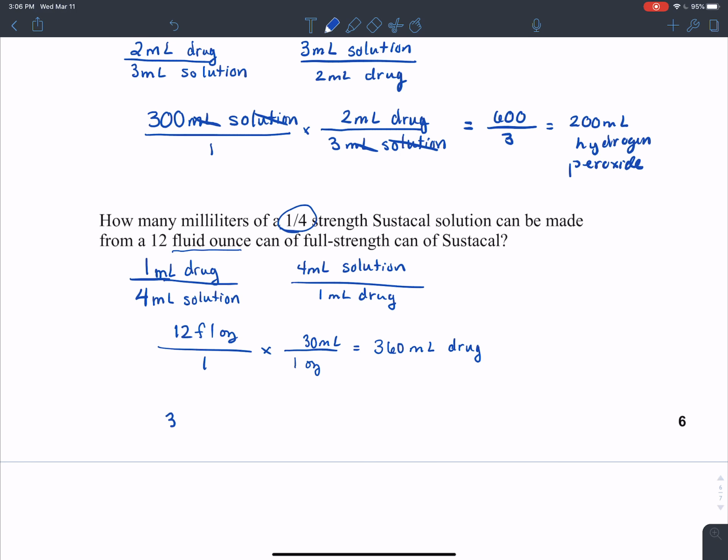Then I can set up my dimensional analysis. So I have 360 milliliters of drug. I want that drug to cancel out, so I'm going to pick my second strength, the 1 milliliter drug in the denominator, the 4 milliliters of solution up in the numerator. When we multiply, the milliliters drug cancel out, and we end up with 1,440 over 1, which is just our 1,440 milliliters of solution.